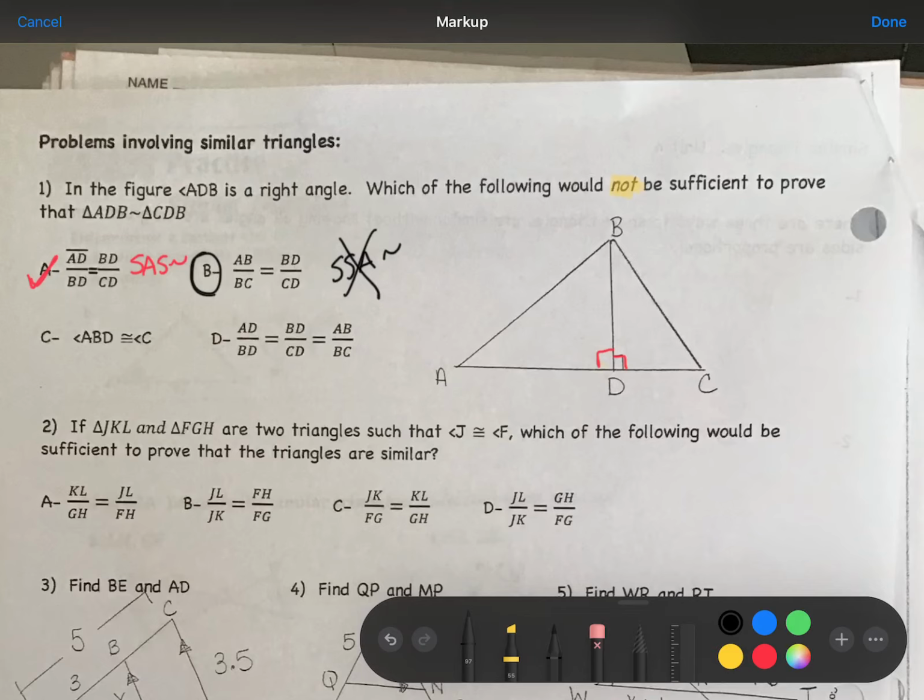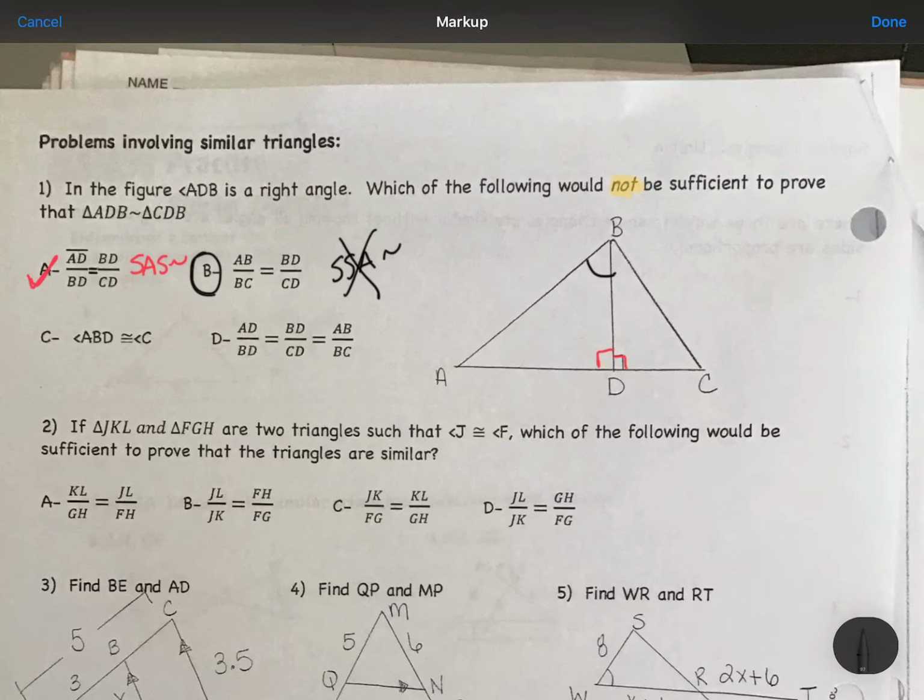All right, C says we are going to have angle ABD is congruent to angle C. Well, that would give me angle-angle similarity. So that's a sufficient way to show triangles are similar. And D is telling me I've got three sides that are proportional. So that would be side, side, side. That's a sufficient way to show triangles are similar. So yes, the correct answer there would be B because we're looking for not.